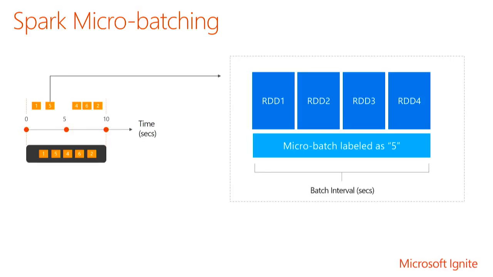That set of RDDs has a batch interval associated with it. So now your window interval will be a function of the batch interval, and your slide interval will also be a function of the batch interval. This is important to note, as this adds processing latency for your streaming jobs. That being said, it also provides higher throughput.